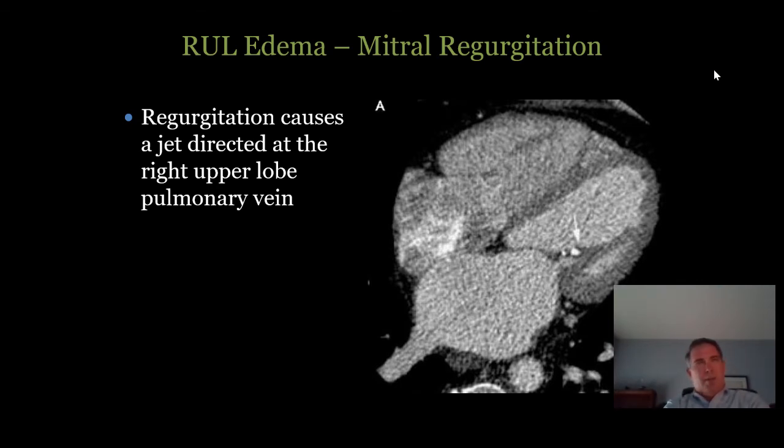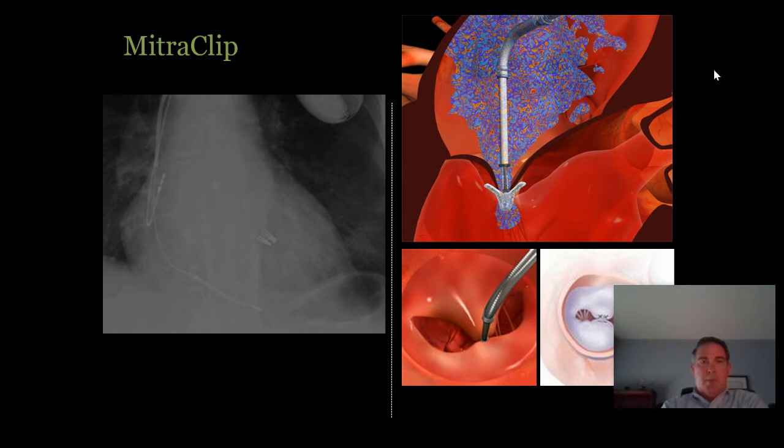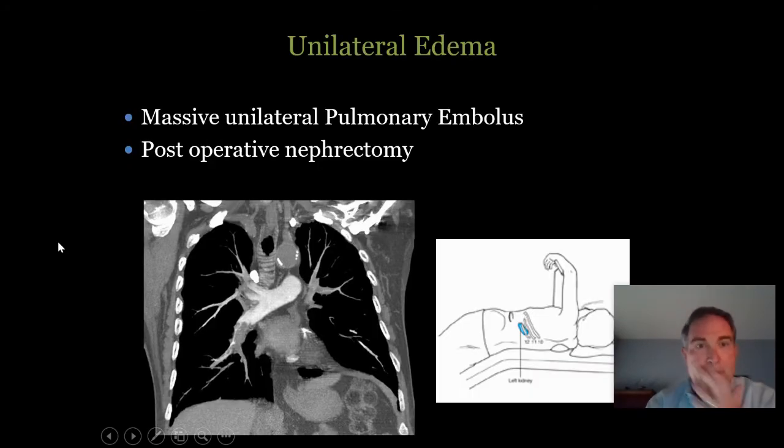You can always look in Epic. Echoes are listed under procedures, I think, in Epic. Kind of a hard place to find them. This is what I called mitral regurg edema, isolated in the right upper lobe on CT. These are MitraClips, which is basically this endovascular procedure for mitral regurg where they put this little clip in the mitral valve and it decreases the regurgitation. Seeing quite a few of those recently.